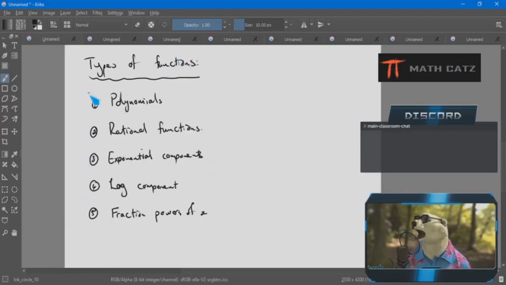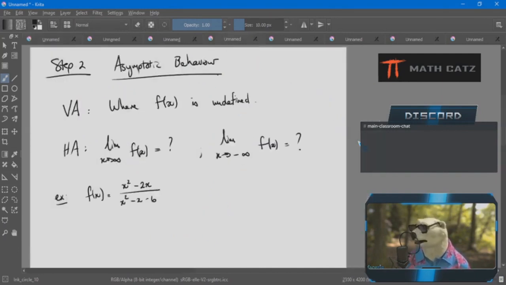So for step 2, I want to look at an example for each of these at the very least. So we're going to have the same examples we had last time and just do a step for each of them as we go. So I wrote them down again just so we have more space to work. In the asymptotic behavior category of our analysis, we are asking a couple of things. We are asking, are there any vertical asymptotes?